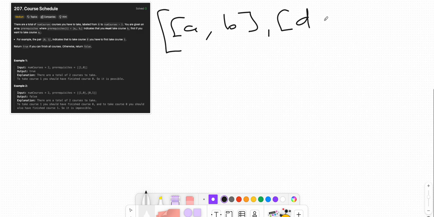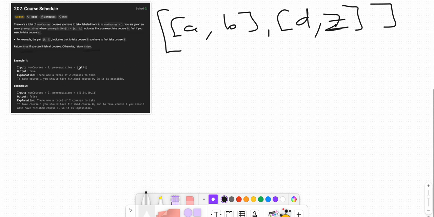Before I can take my Z, I have to take D. We are given an array, and we need to check whether we can finish all the courses based on the relationships. If we cannot finish all the courses, we return false, else we return true.